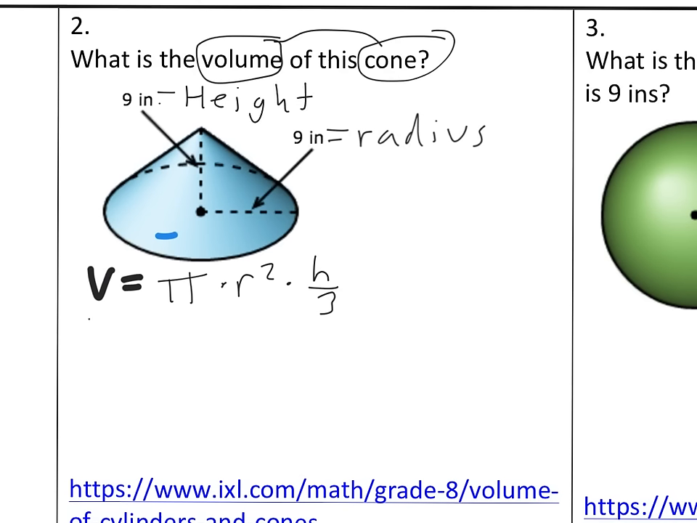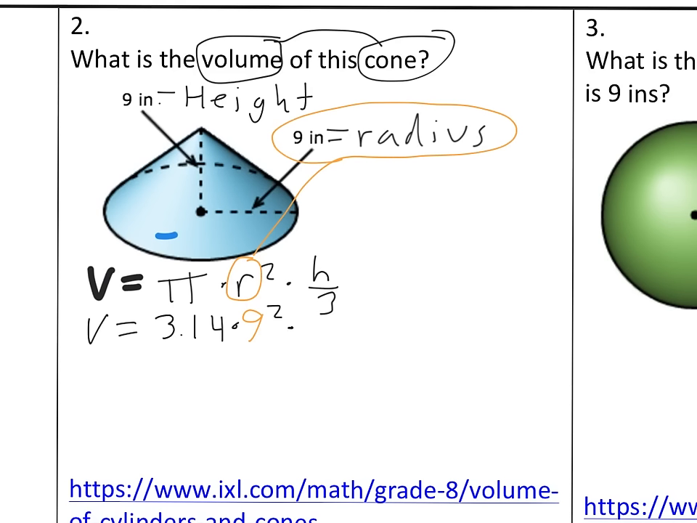So we got volume equals pi, which is always going to be 3.14. If you don't know pi, you've got to get to know it. It's always the same number, 3.14. Multiply the radius. We're going to annotate the radius there. That comes from here, and since the radius is 9, it becomes a 9 to the second power. Multiply, now we've got a height. The height is how tall an object is, and it's also 9. So we got 9 over 3.